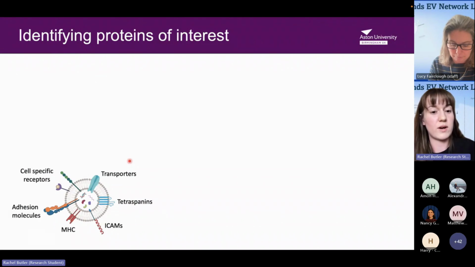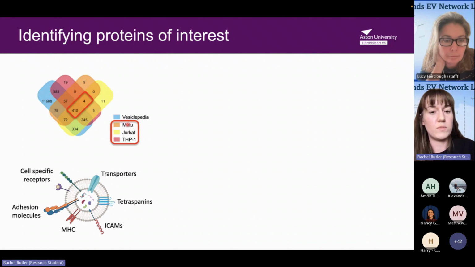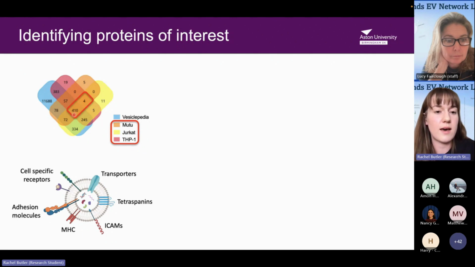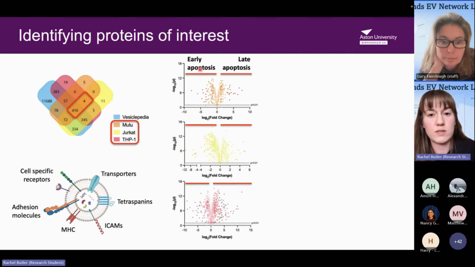So the next part of the project was to try and unpick the molecular composition of the vesicles. To do this, the group previously did mass spectrometry of vesicles taken from 3 different immune cell lines: the Mu2 B cell line, Jurkat T cell line, and THP1 monocyte cell line. These cells were induced to apoptosis, and then EVs were collected at different apoptotic time points. We can see that 414 of the proteins were conserved across the 3 cell lines. We also see that proteins were differentially expressed at each time point.